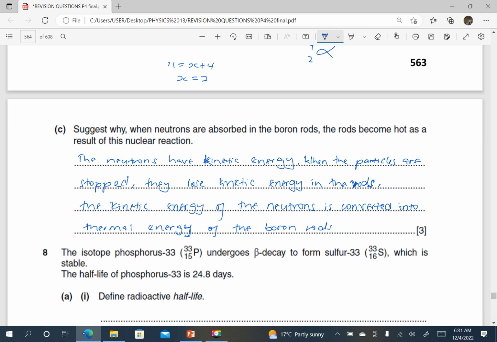Okay, so that is the neutrons. Of course, they have kinetic energy. So when they are absorbed or when they are stopped, they lose their kinetic energy rapidly in the rods. The kinetic energy of the neutrons is converted into thermal energy of the boron rods, or in the boron rods. The best correct English would have been in the boron rods.